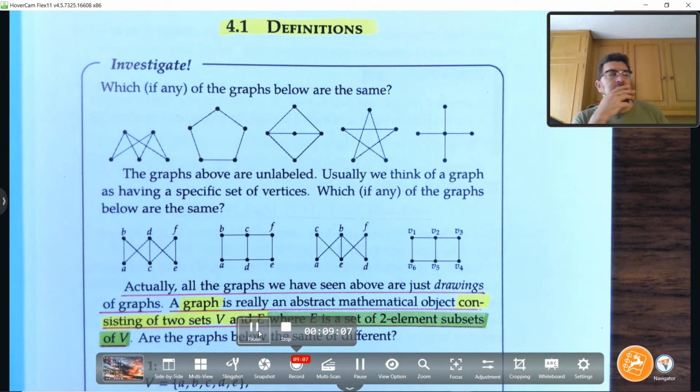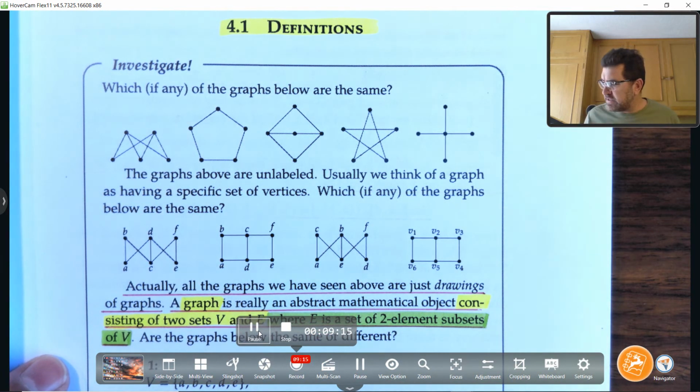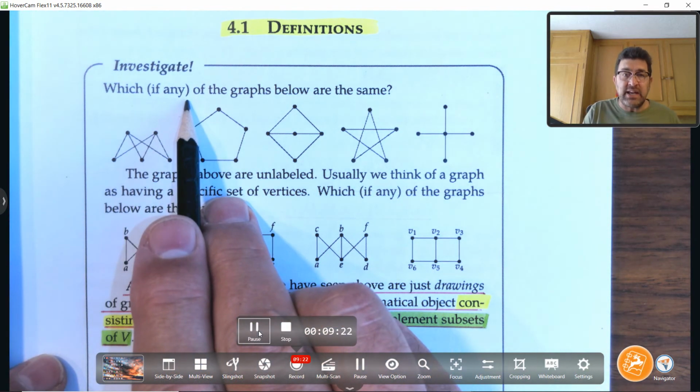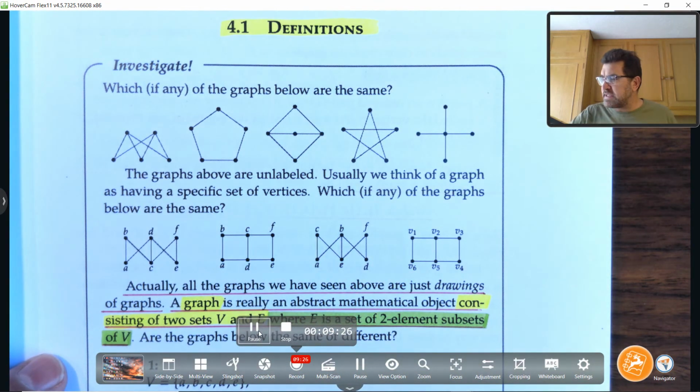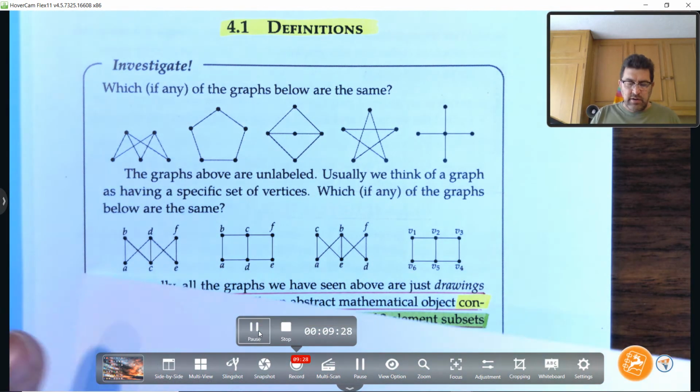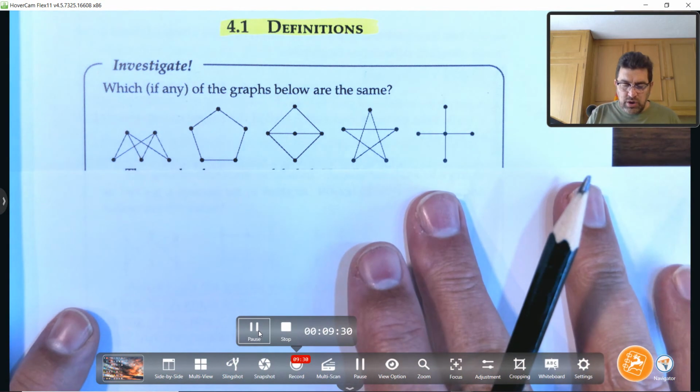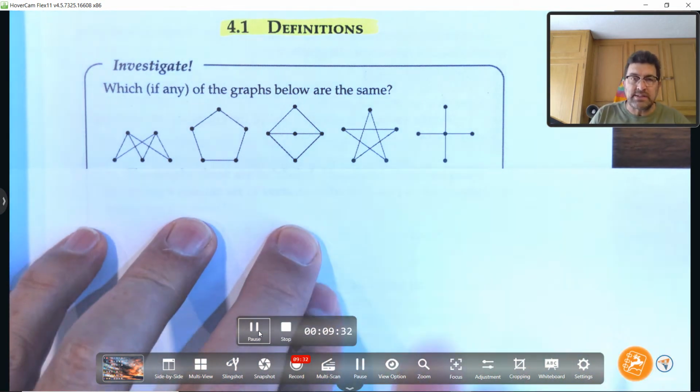Okay, sorry, so that brings us to our definitions. Before we start defining things, let's just do the investigation. This investigation is quite exciting. It says the following. Which, if any, of the graphs below are the same? So we're only focusing on that first line. We want to know which of those graphs will be the same.